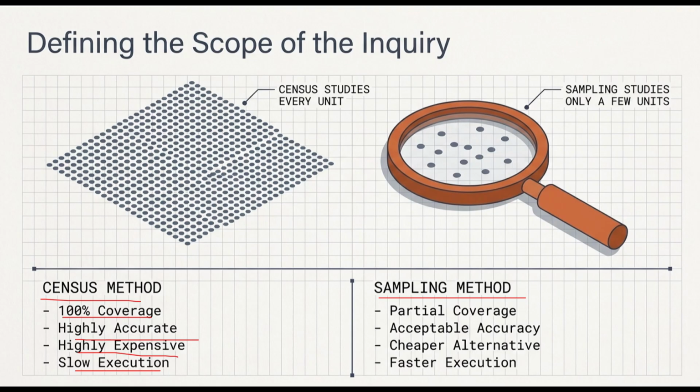But in sampling, only a few units are selected. So it only has partial coverage. These samples represent the whole population, but it is faster and cheaper. So it is a cheaper alternative and it is faster in execution. In terms of accuracy, it may be slightly lower, so we can't say that it will be 100% accurate. Clear? So these are the methods.